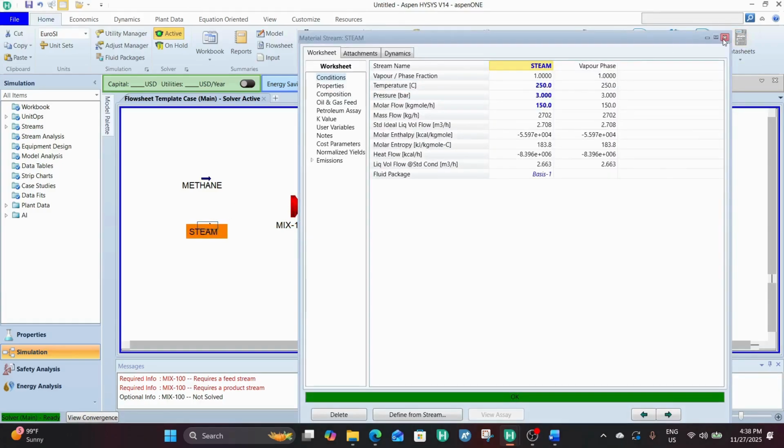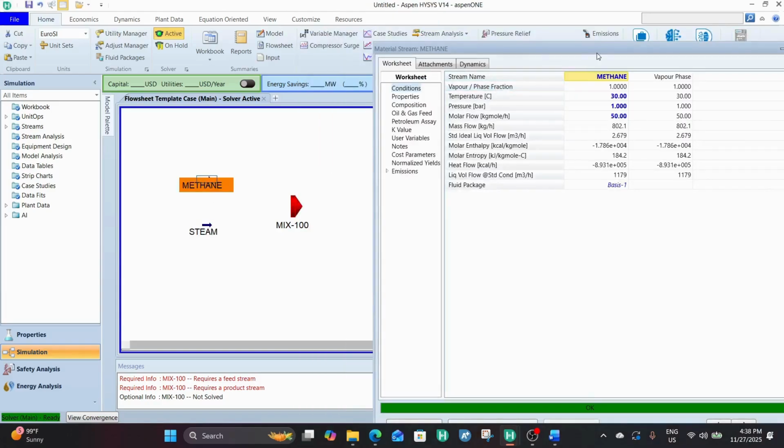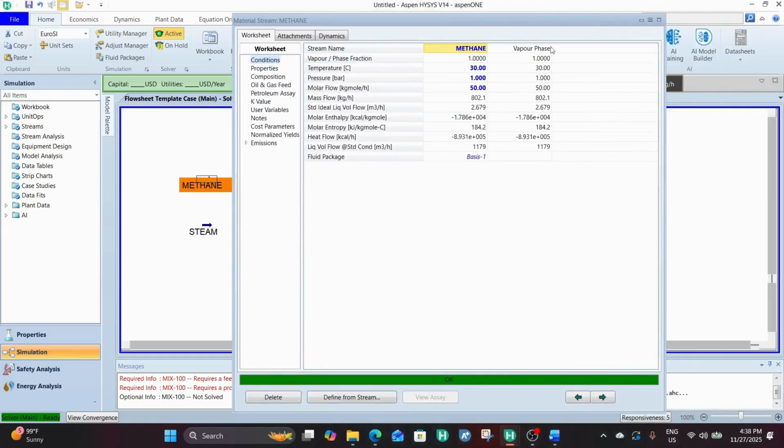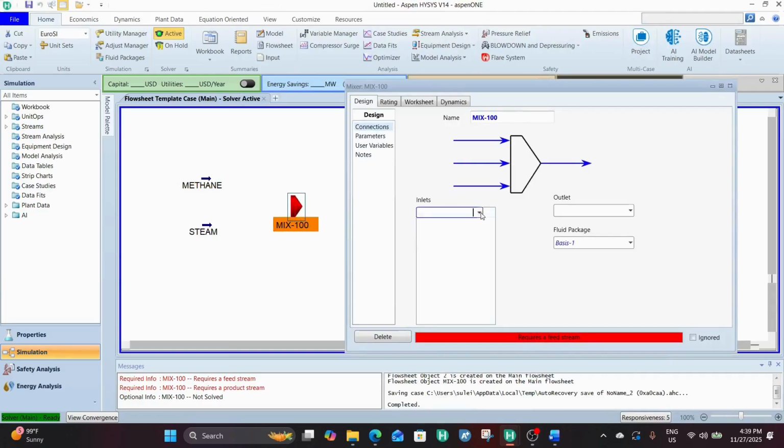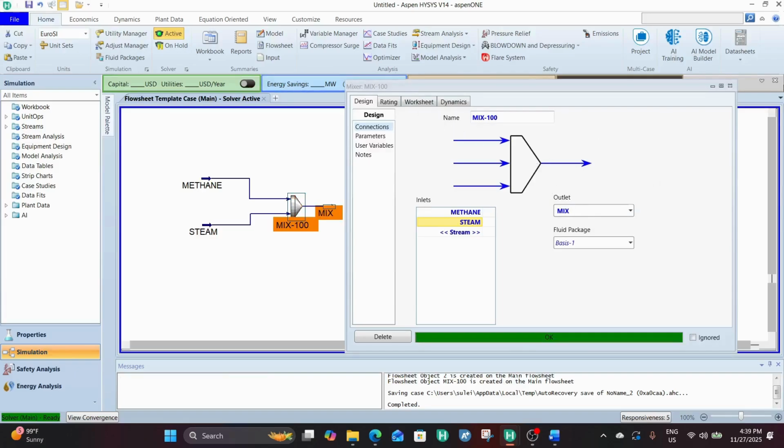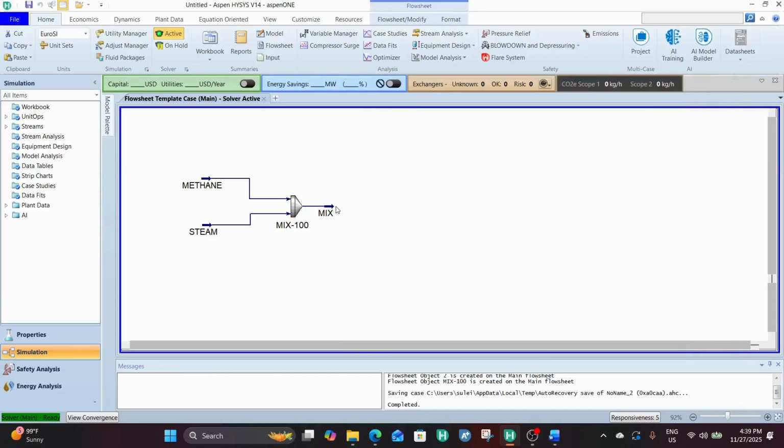This is 3 bar, 1 bar. We could just mix it. Simple. So let's go. Methane, steam. We just call this mix. All right. So zoom out to have more space.